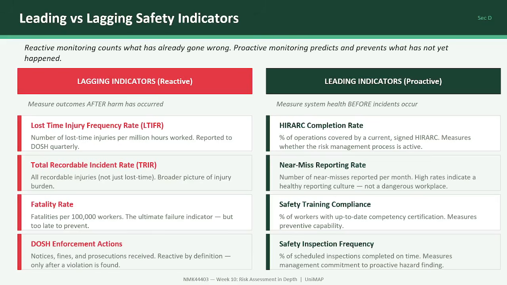Safety training compliance. What percentage of workers have current, valid competency certification? Gaps in training predict accidents. A worker who has not been trained on the hazards they face every day is at elevated risk. Safety inspection frequency. Are your scheduled safety inspections actually happening on time? An inspection rate that falls below 90% means hazards are going unidentified for weeks or months.